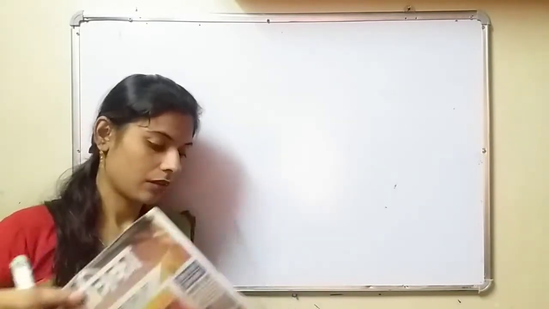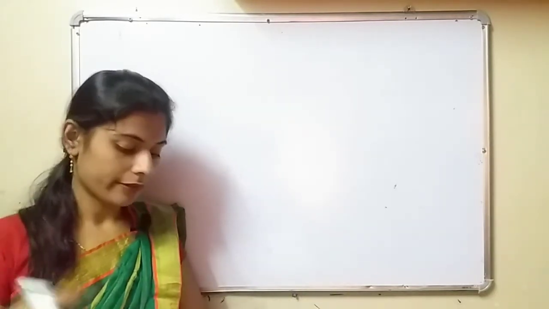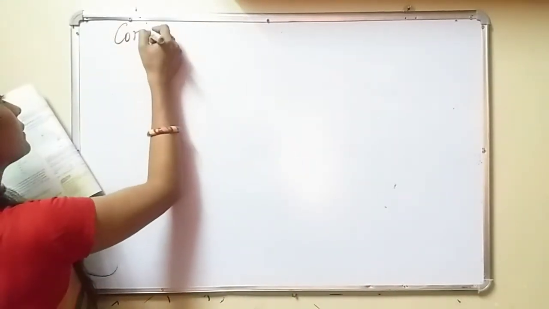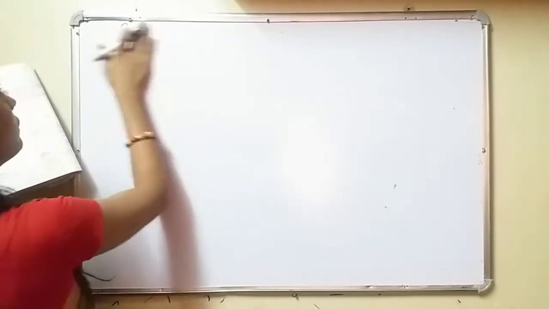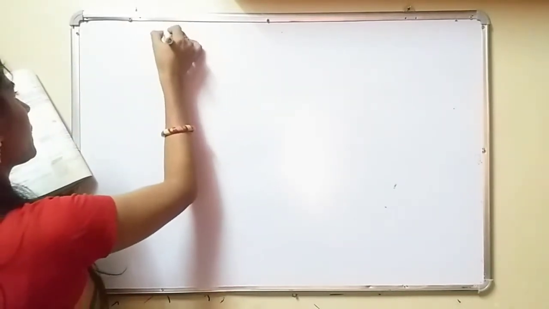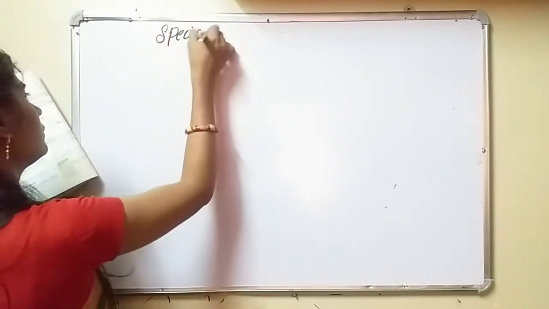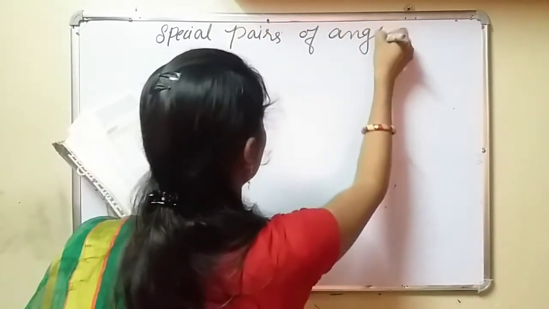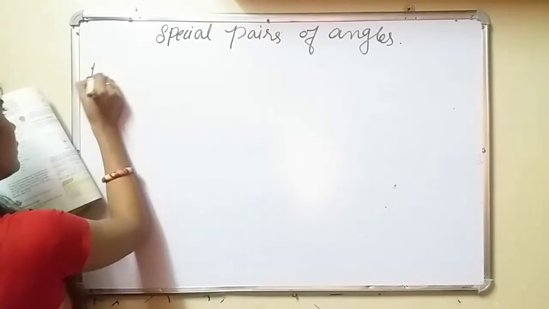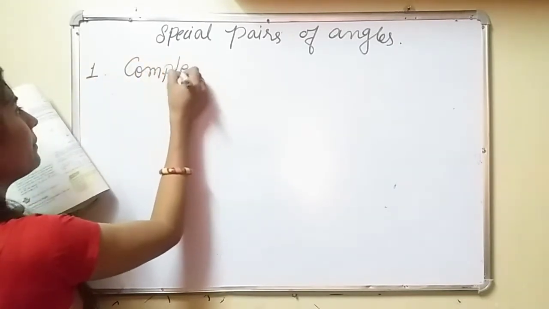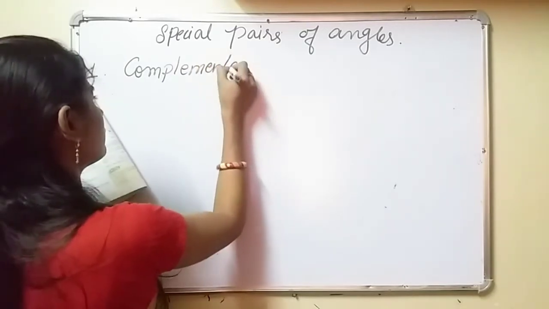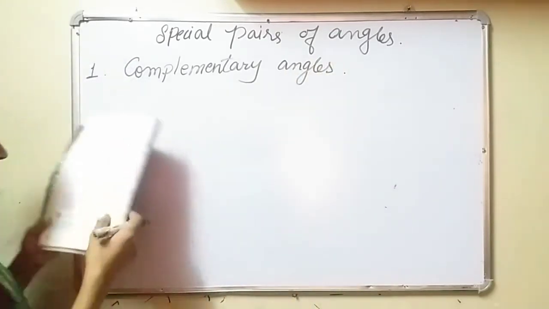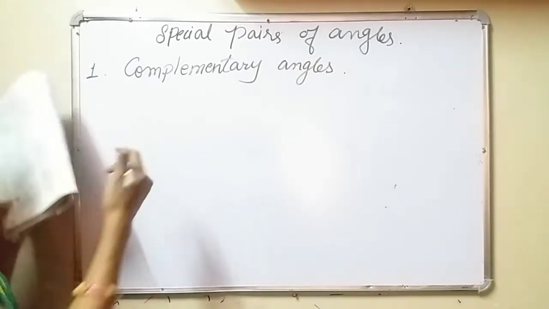Okay, now see, we will study something about angles, complementary angles. First of all, note complementary angles. Write the heading: special pairs of angles. That is first, complementary angles. What are complementary angles? Okay, now see, two angles are said to be complementary if the sum of their measures is equal to 90.